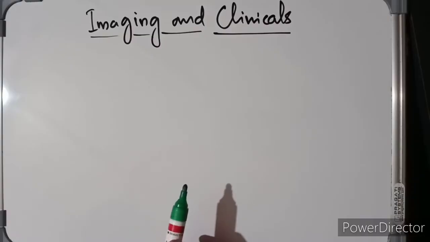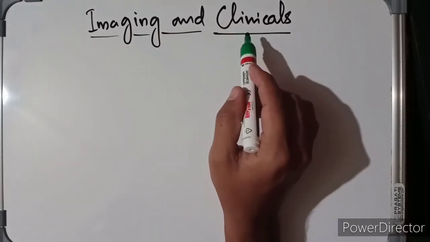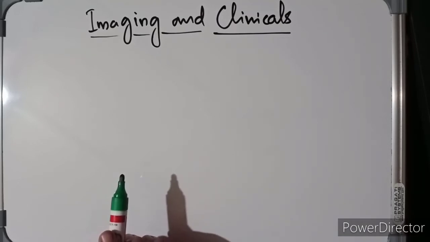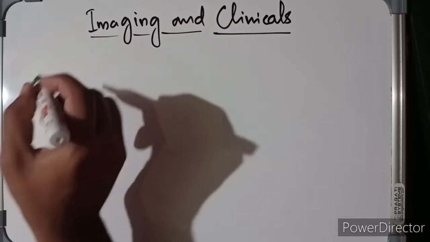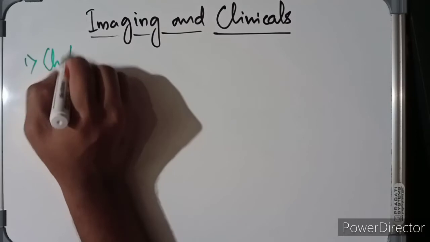So in this video we are going to discuss the imaging of the biliary tract and also look at the clinicals of the gallbladder. If you haven't watched our video on the anatomy of the liver and extrahepatic biliary apparatus, please make sure to watch those videos. So coming to imaging of the biliary tract, firstly we will be discussing cholecystography.